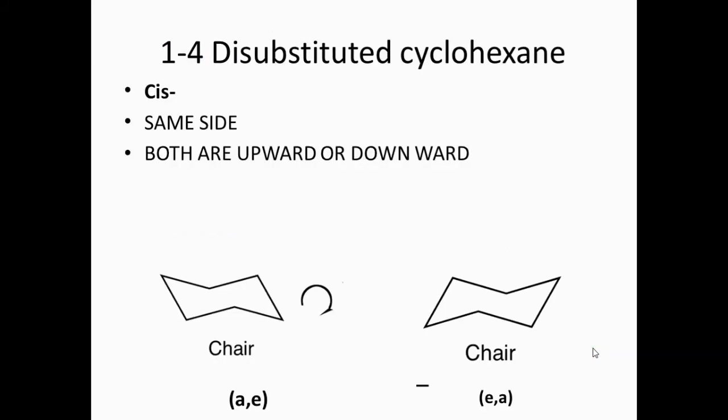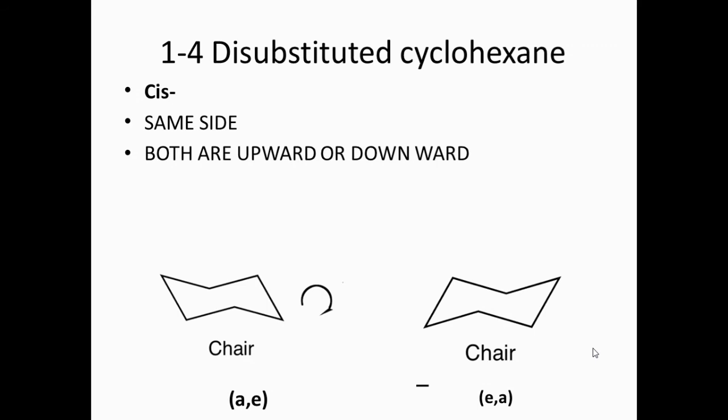Next is 1,4-disubstituted cyclohexane. The case of 1,4-disubstituted cyclohexane is similar to the 1,2-disubstituted cyclohexane. Cis means same side. That means both substituents at the first and fourth carbon atoms are attached by the upper bond. Then it can be considered a cis form.